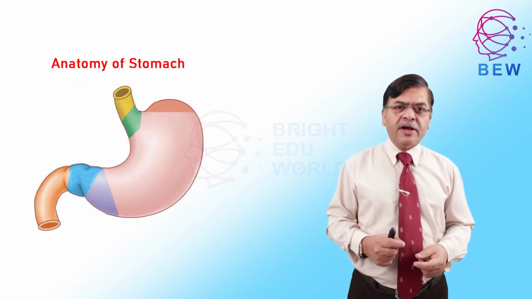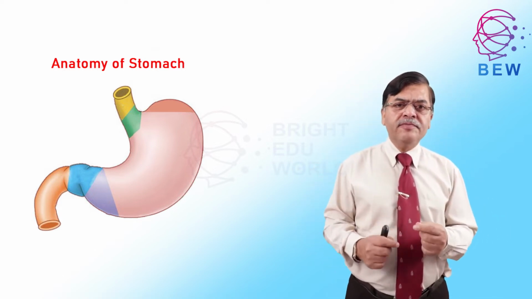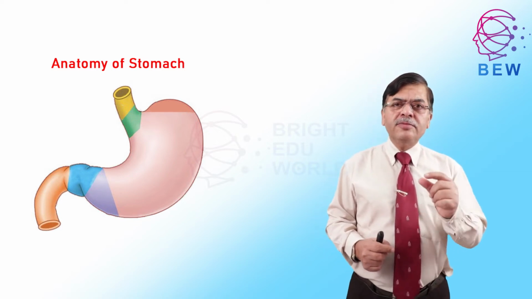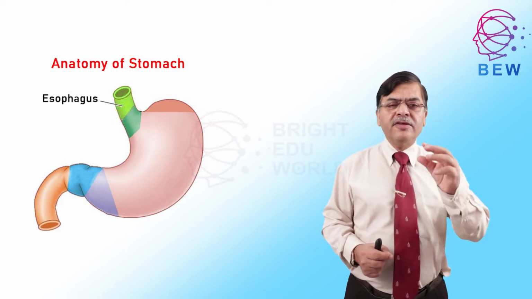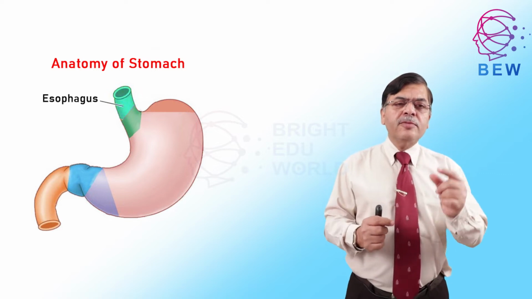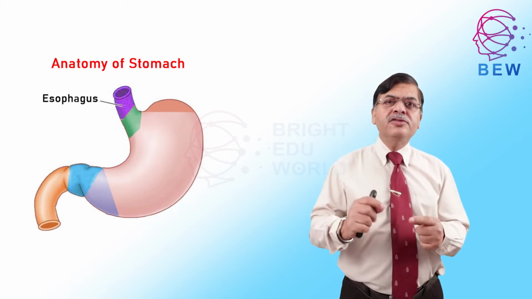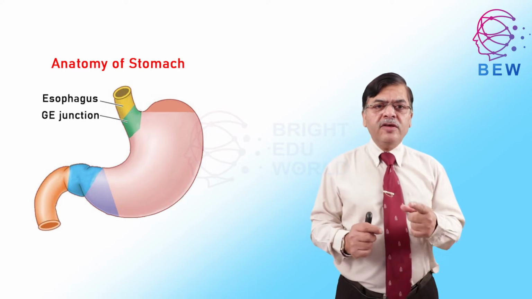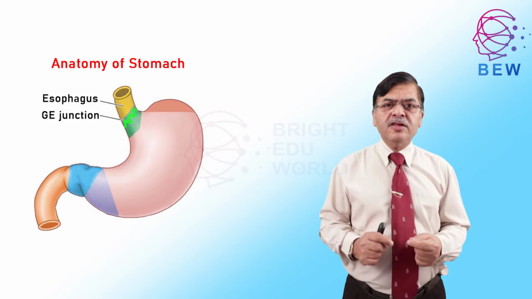If you look at this picture, it shows the various parts of stomach. You must be aware that the terminal 3 to 4 centimeter of the esophagus is intra-abdominal. As it comes out of the esophageal hiatus of the diaphragm, it runs a course of 3 to 4 centimeter inside the abdominal cavity, then it joins the stomach. So that junction is called gastroesophageal junction. You can see in this picture the gastroesophageal junction.